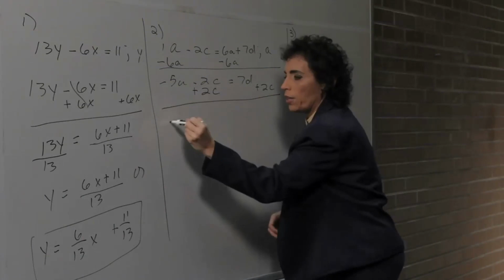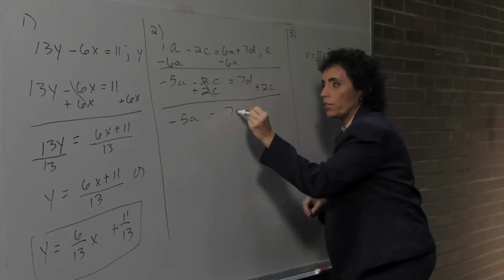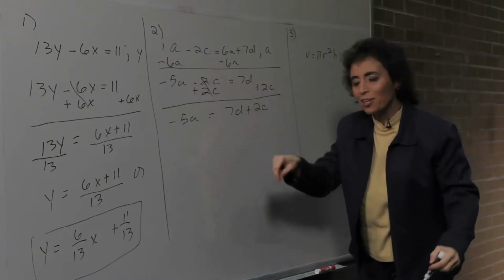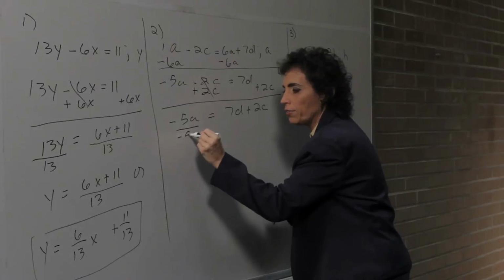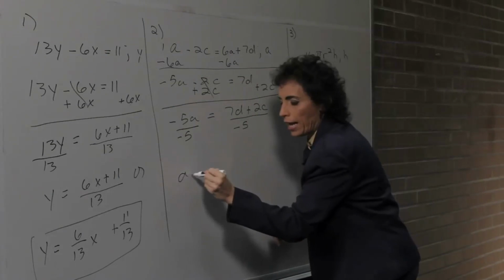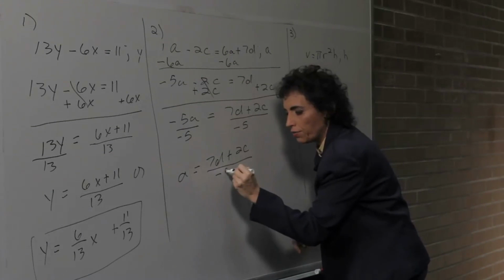Negative 5a equals, these are not like terms, so 7d plus 2c. I didn't say 7d. I said 7d plus 2c. Now we're going to divide by negative 5. Divide by negative 5. And we get a equals 7d plus 2c over negative 5.